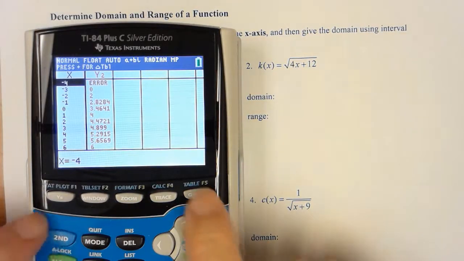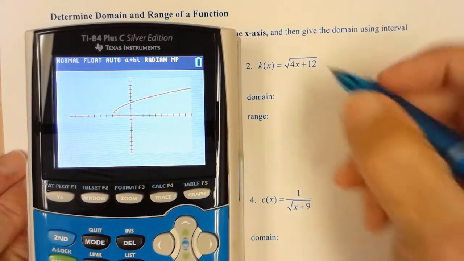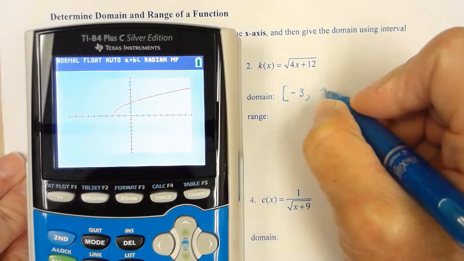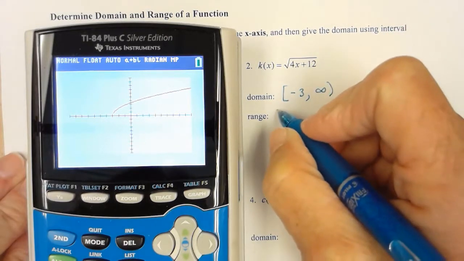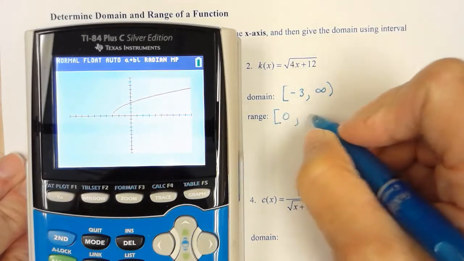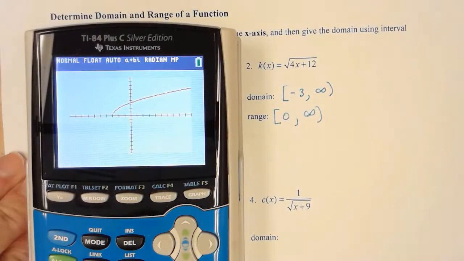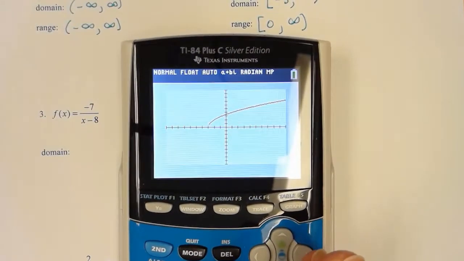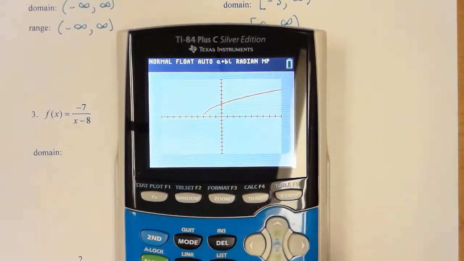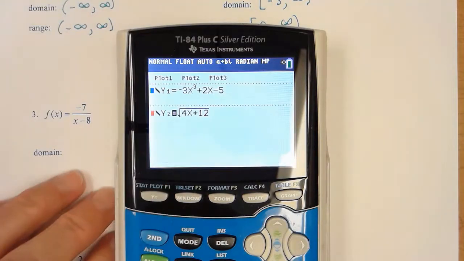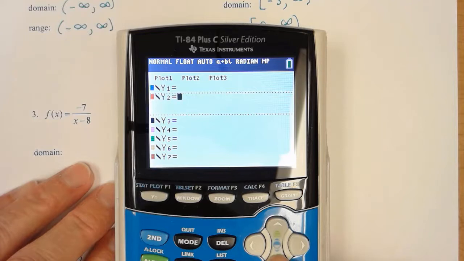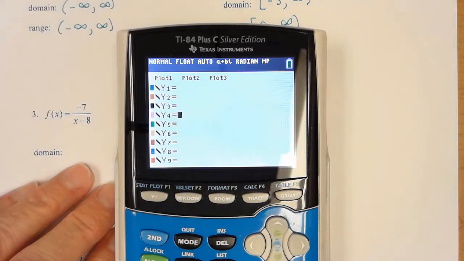So let me go back to my picture. My domain, negative 3 to infinity. My range, 0 to infinity. Remember how you have to scan. For number 3, it looks like I have to do just domain. So let's do y equals, I'll clear this one off and this one. Maybe we'll go use magenta.